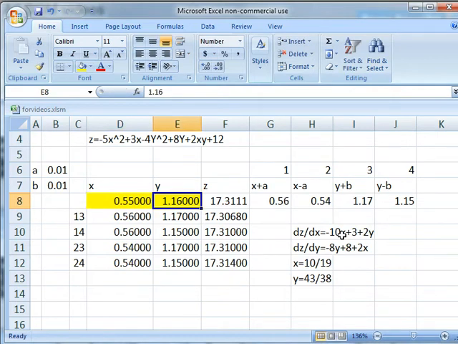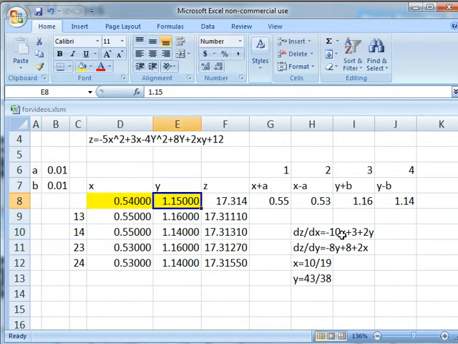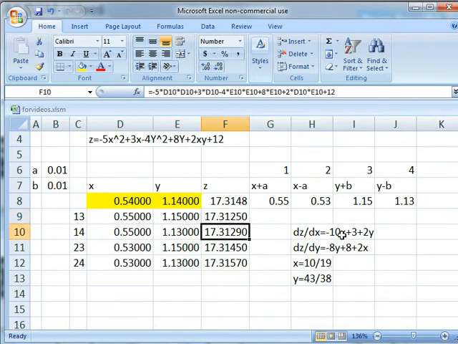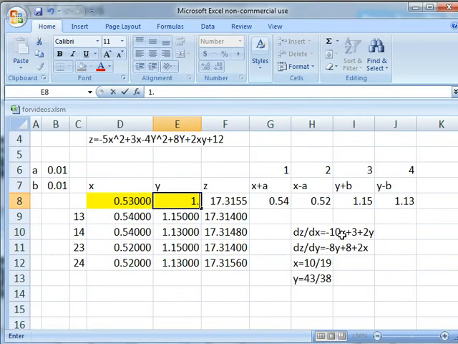0.55, 1.15, and it's getting closer and closer. 0.54, 1.14. We're still improving at 17.3157. It's still the best solution. 0.53, 1.13.